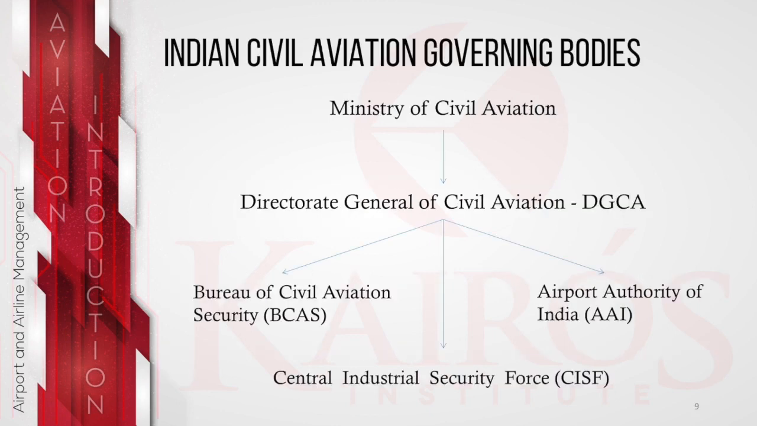Indian Civil Aviation Governing Body. Under the Indian Ministry of Civil Aviation, there is a statutory body known as the Directorate General of Civil Aviation, DGCA. Under DGCA, we have the Bureau of Civil Aviation Security, who looks after all the security procedures of all the airports in India.